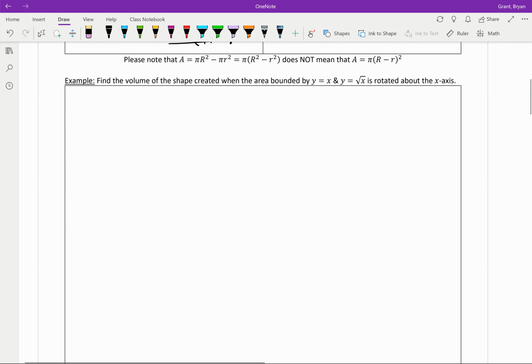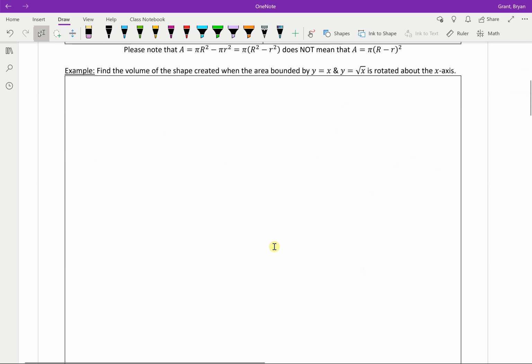But here we go. Find the volume of the shape created by an area bounded by blah blah blah and blah blah blah is rotated about the x-axis. Okay, well, first thing is I'm going to graph this. We're rotating around the x-axis, which means I'll probably need a positive y and a negative y section.